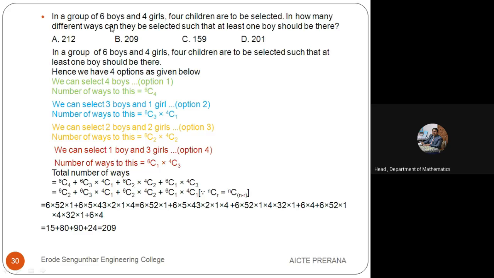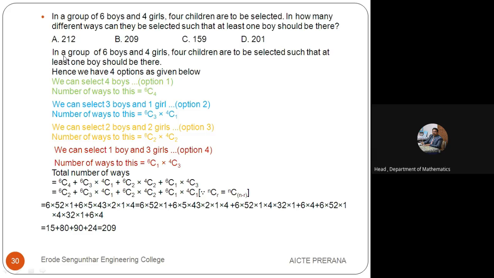In a group, we have 6 boys and 4 girls. That is totally 10 students. We have to select only 4 students, 4 children. In how many different ways can they be selected such that at least one boy should be there? In a group, at least one boy should be there.